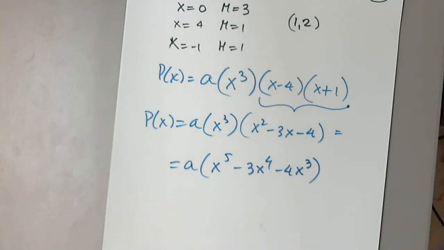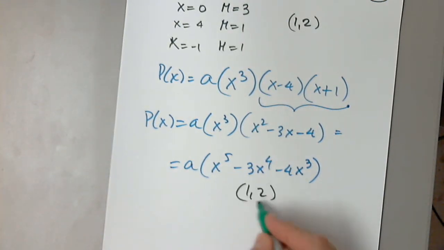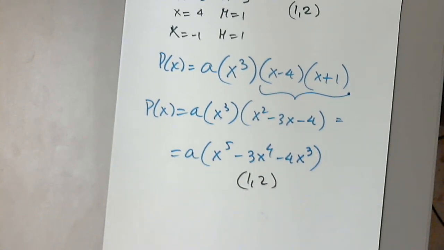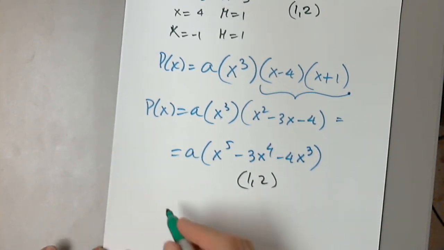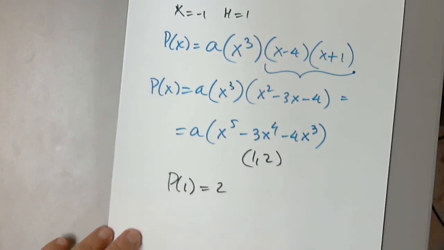And at this point, I will use the point that I was given, 1, 2, to determine what? What am I missing here? The leading coefficient. Great job. Good. So, how do I use 1, 2? What do I have to write? P of 1. Very good, awesome. P of 1 equals 2.